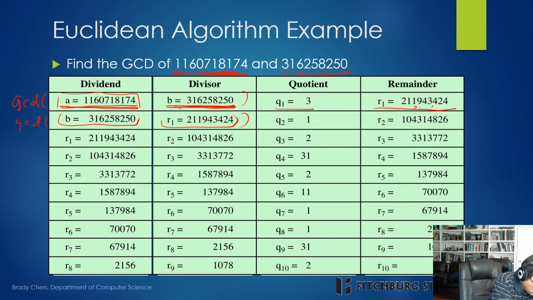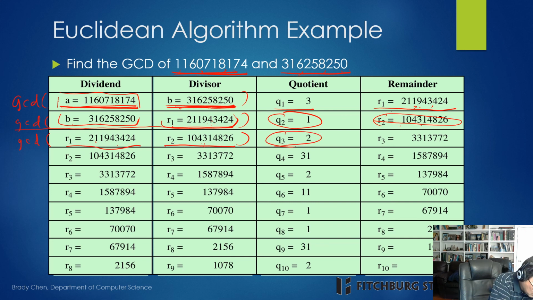Now, let's repeat this. We divide B by R1. We got a quotient 1, and we got a remainder R2. And R2 is smaller than R1, and R1 is smaller than B. So now we turn this GCD problem of B and R1 into the problem of finding the GCD of R1 and R2. We replace B by R1, we replace R1 by R2. Still a big problem. And then divide R1 by R2.